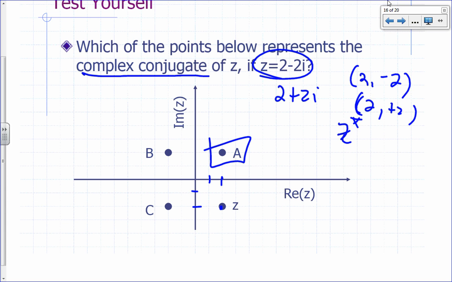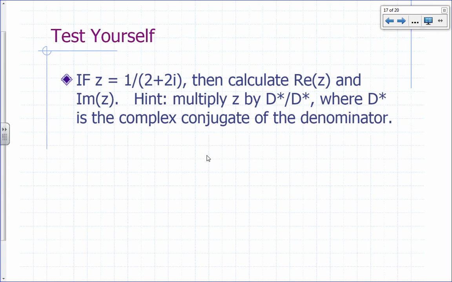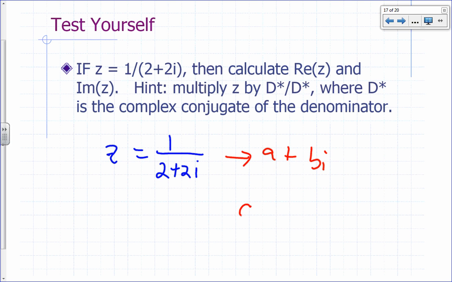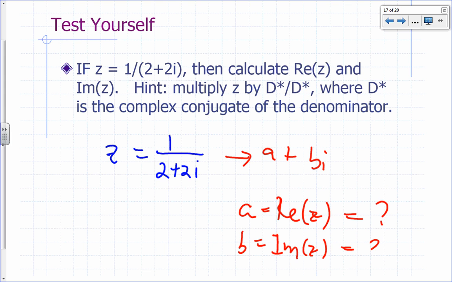Alright, what about this one? If z is equal to 1 over 2 plus 2i, what's the real part of z and what's the imaginary part of z? The trick here is to make this look like a plus bi. What is a and what is b? The real part of z is a, what is it? And the imaginary part of z is b, what is it?